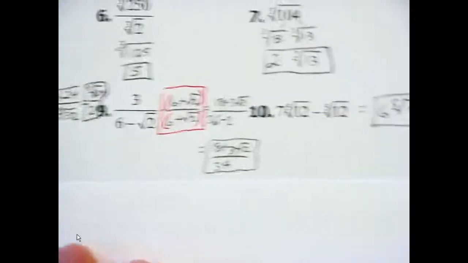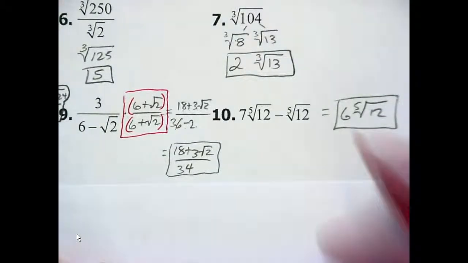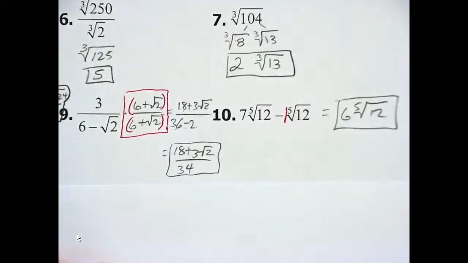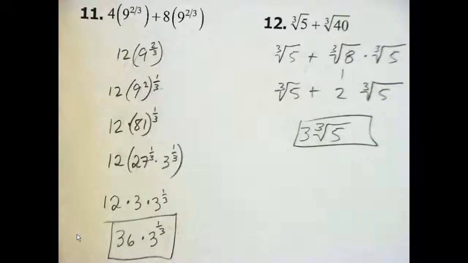All right. And number 10, just subtracting them. This is like having a 1 right here. So we get 7 minus that 1. Okay? All right, last two there. I have quite a bit of work for 11. I stepped it out quite a bit.